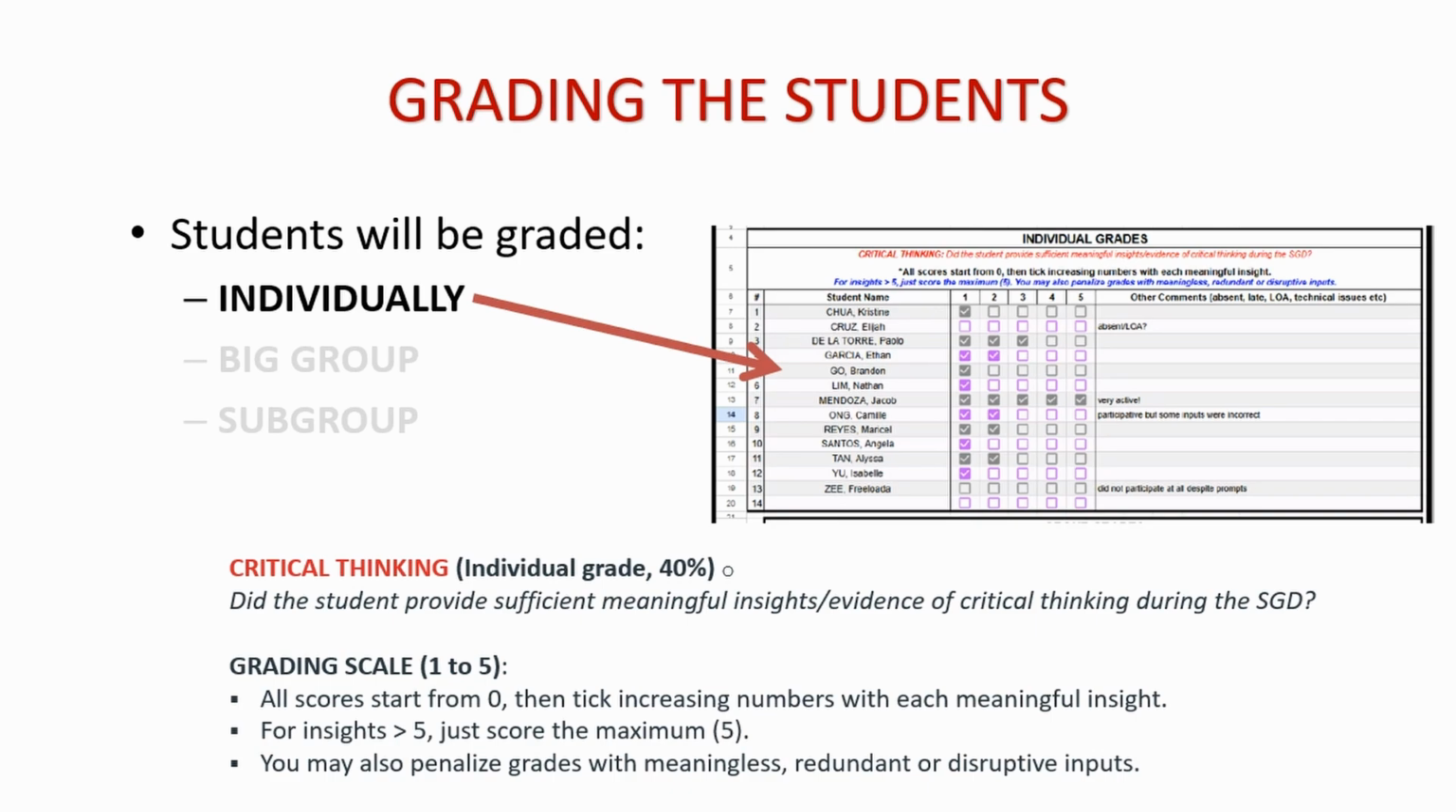So assuming that students are not participating yet at the start of the session, all of their scores should be 0. And then you can just tick increasing numbers with each meaningful insight or contribution in the discussion. For insights more than 5, just score the maximum, or 5. You may also penalize grades with meaningless, redundant, or disruptive inputs. Now, of course, I leave it up to you to decide which inputs are meaningful and which inputs are meaningless or redundant or disruptive. The MPL for this grade would be 3.